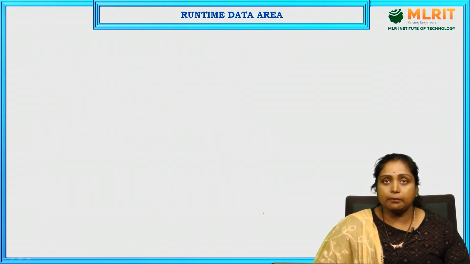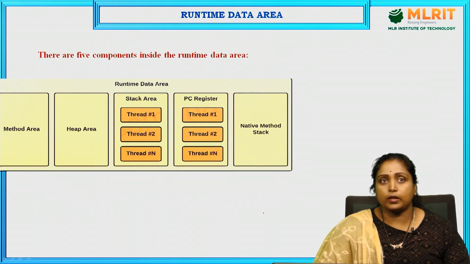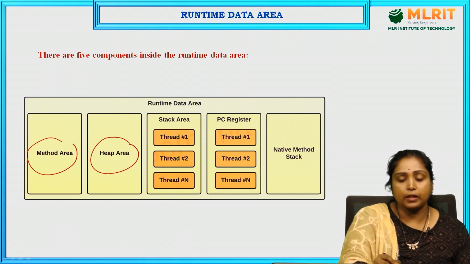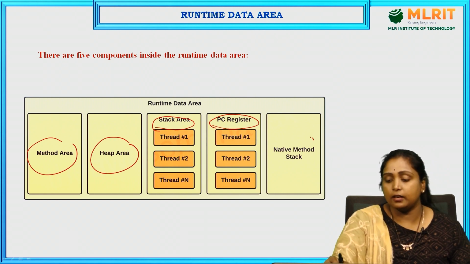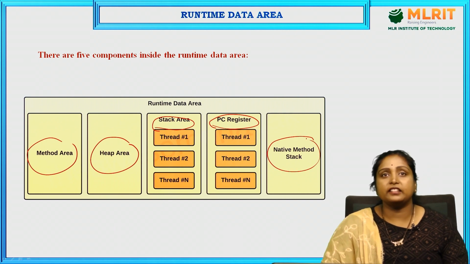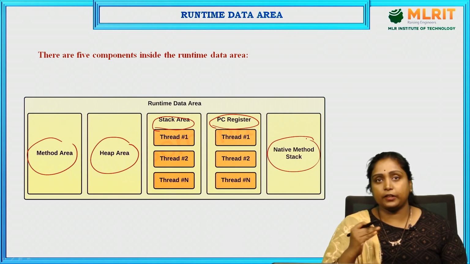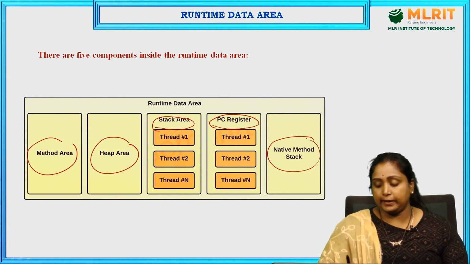Next, runtime data area. There are 5 components in this. What are those? Method area, heap area, stack area, program counter register, and native method stack. These are the 5 components which are present in the runtime data area. First phase is the class loader. Second phase is the runtime data area.